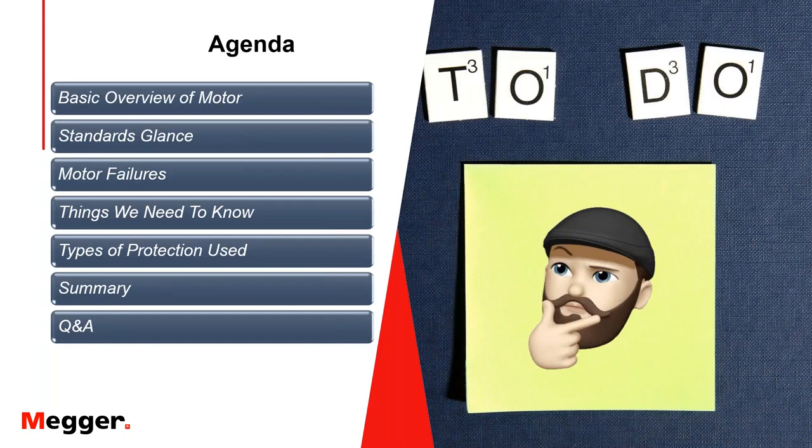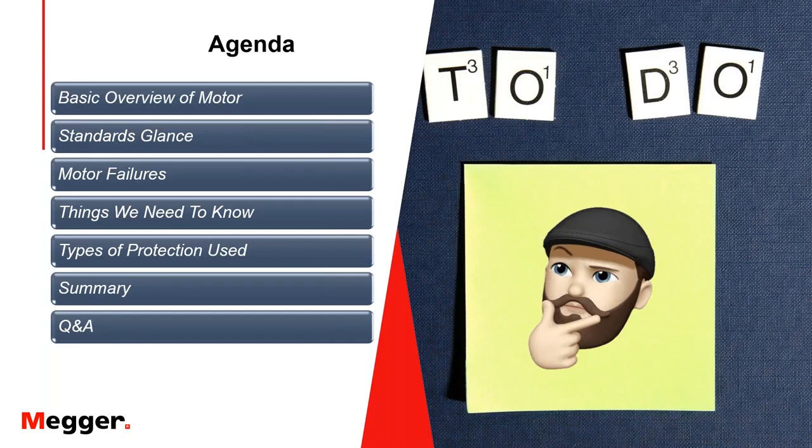We're going to talk a little bit about the failures that can happen in motors, things that we need to know as far as nameplate information and certain types of manufacturer information that we need for settings and to allow us to put together the protection principles and make sure that we're making our protection schemes very sensitive.